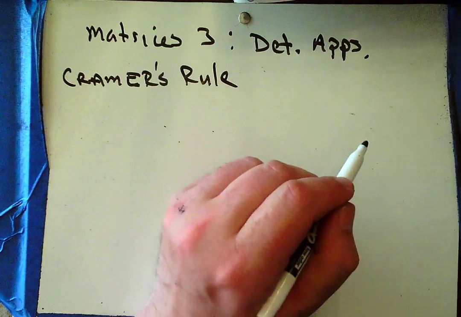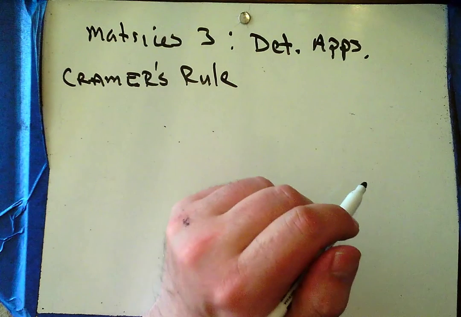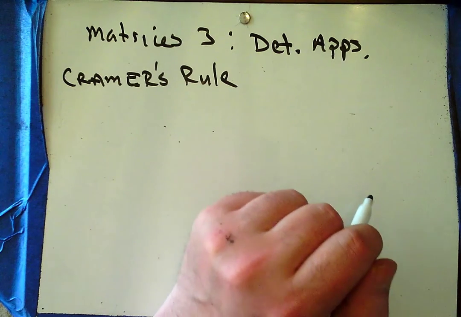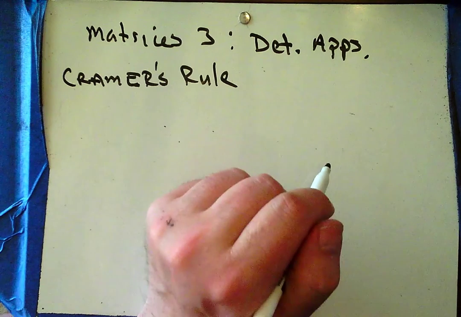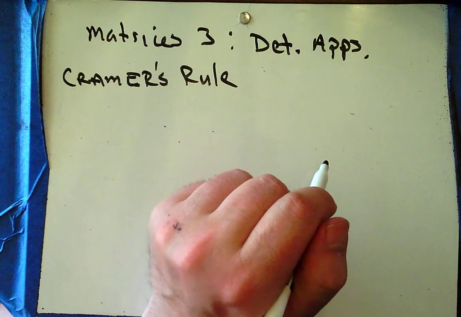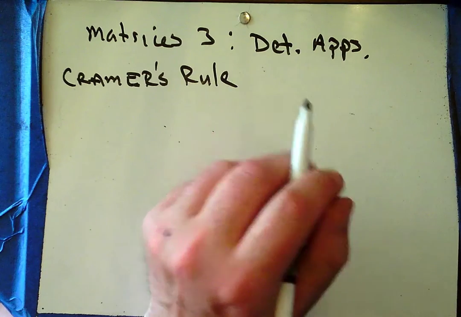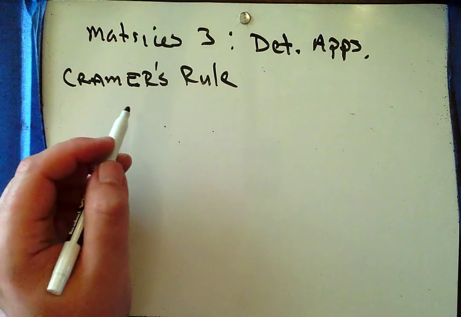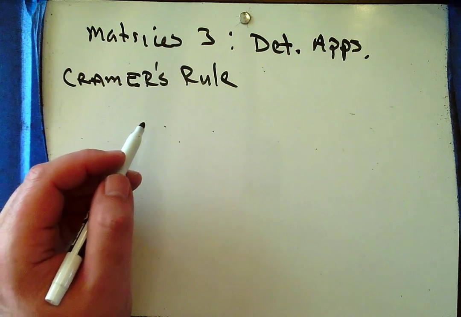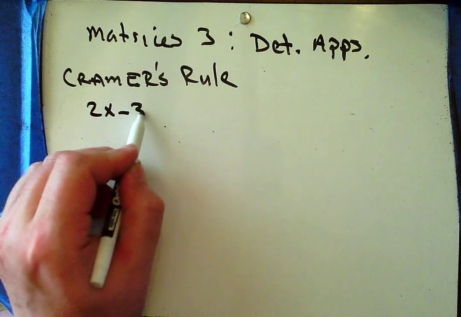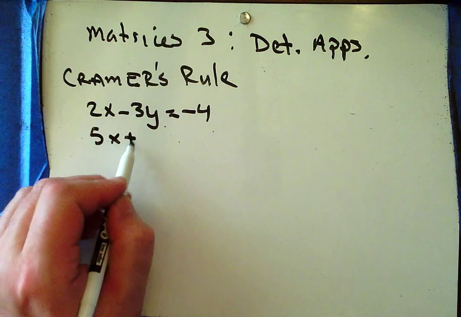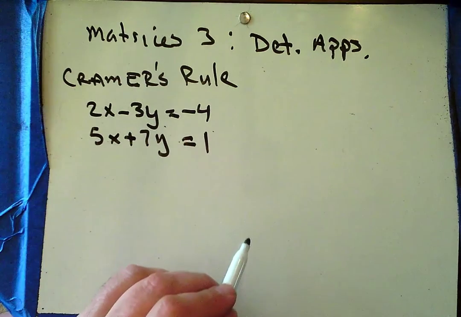Gabriel Cramer in the mid-1700s, 1704 to 1752. So before the founding of this country, this guy came up with this, which is, I think, pretty amazing, that you could perceive this, even think about this. And he said, if I have a system of equations, and let's start with something gentle and easy, like 2x minus 3y equals negative 4, and 5x plus 7y equals 1.